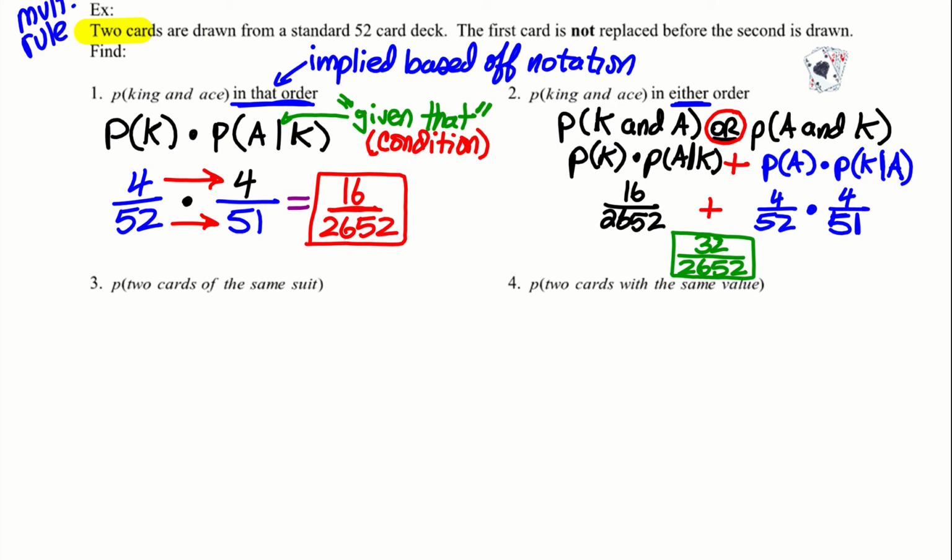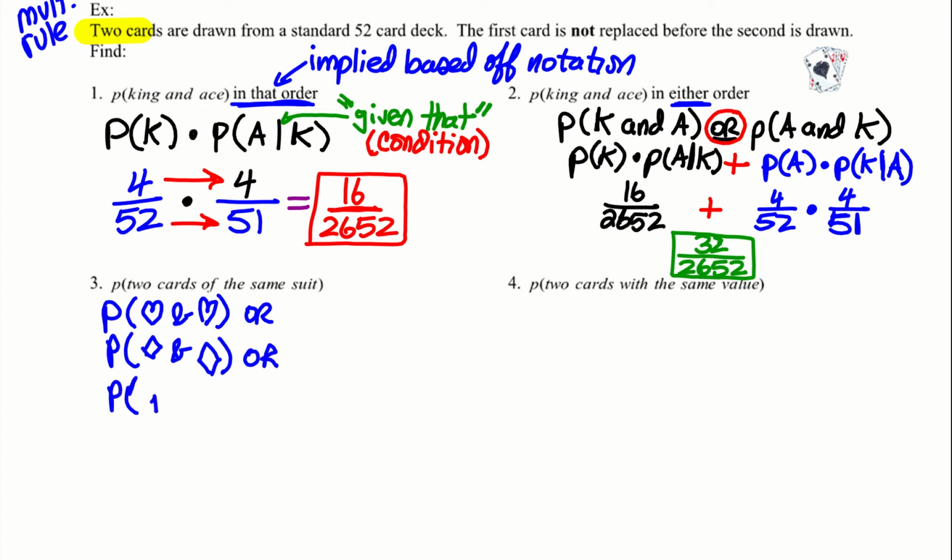For number 3, two cards of the same suit would mean we're looking at the probability of getting a heart and a heart, or a diamond and a diamond, or a spade and a spade, or a club and a club. Same suit means same set. Yeah, same type of card, yeah.